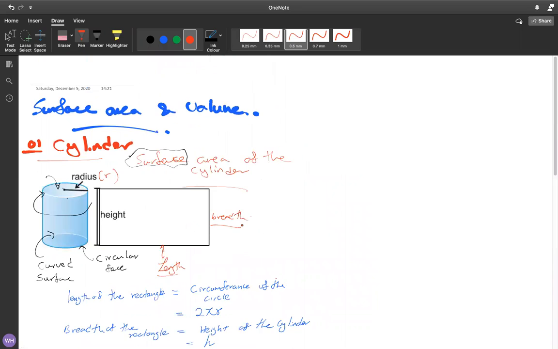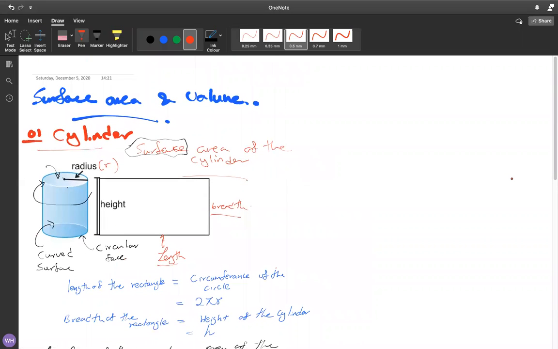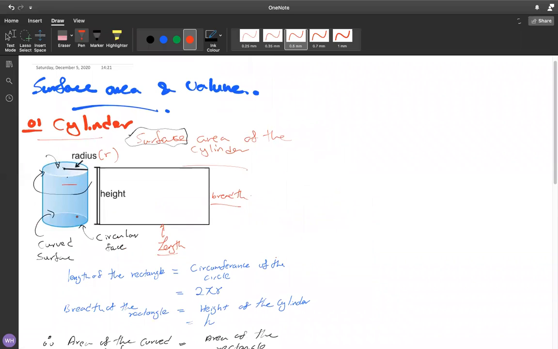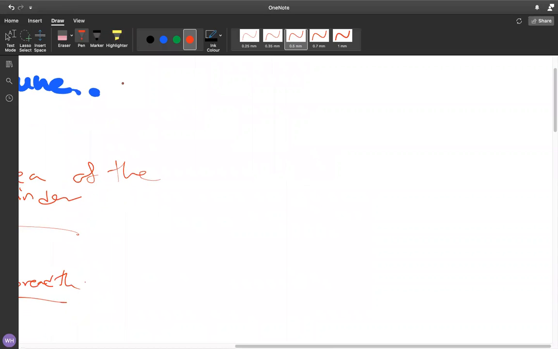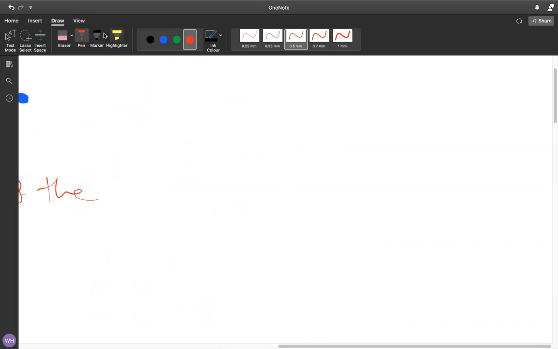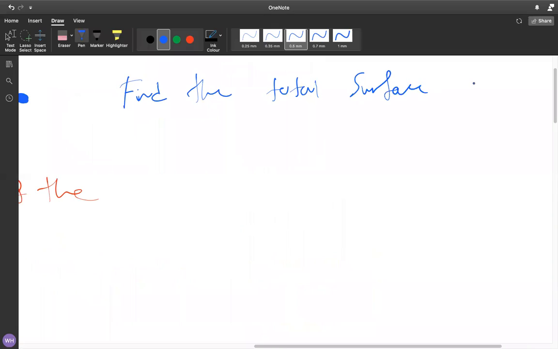I will give you a small example to do right now. Find the total surface area of a hollow cylinder. A hollow cylinder is a cylinder with a hollow space inside.